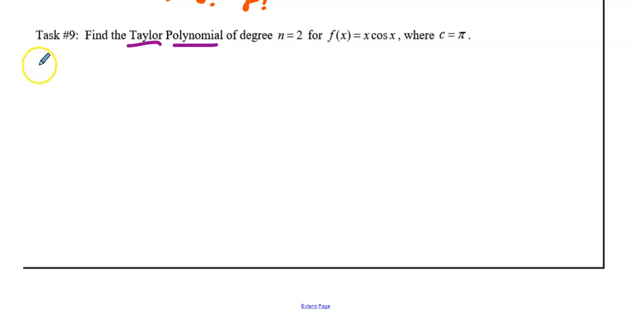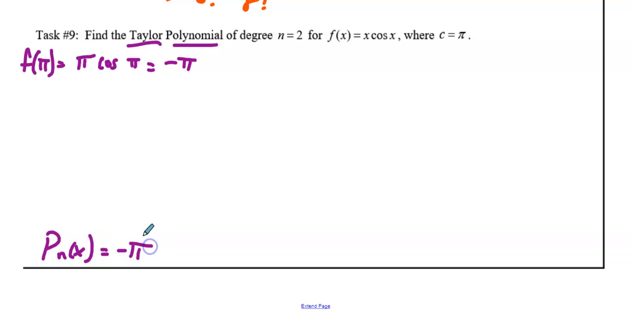So we're going to first of all figure out what f of pi is. So we're going to go ahead and plug in pi. We're going to get pi times the cosine of pi. So that's the first part of our Taylor series. Remember, it's f of c. So plug in c, we get pi cosine of pi. Well, cosine of pi is -1, so we're going to get negative pi. So that's going to be our very first term. So I'm going to go ahead and down here, I'm going to write down negative pi.